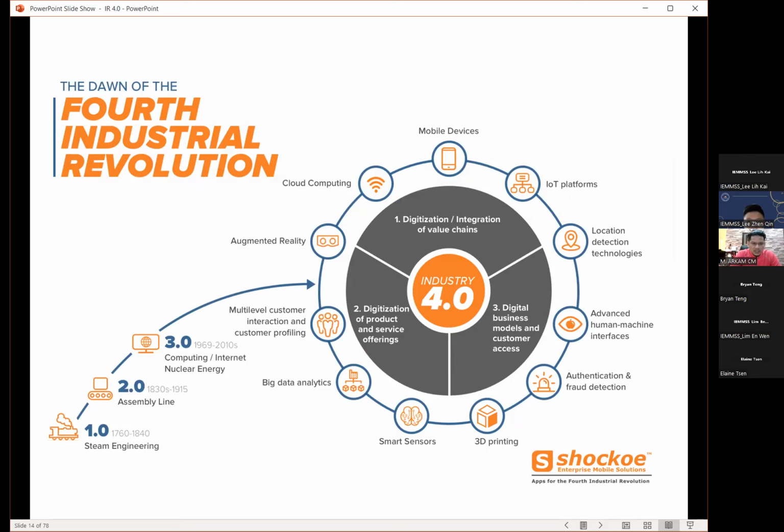Okay, again, starting from IR 1.0 as just a recap, steam engine, assembly line, computing or internet at 3.0, but now we're talking about how it can all be integrated together through IR 4.0. We have the mobile device. Everybody has their own mobile device, not only one, but two, three sometimes. You have tablets at the same time. You have a computer, laptop at the same time. Some people have two or three handphones. So it's everything.